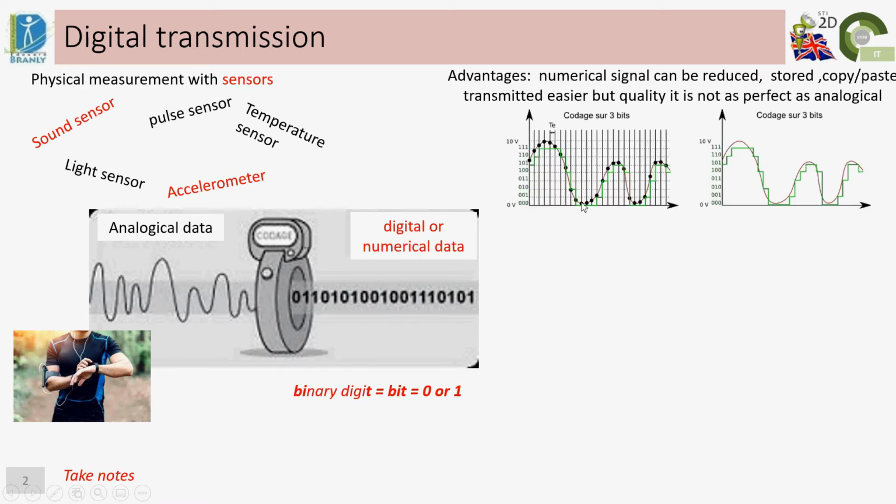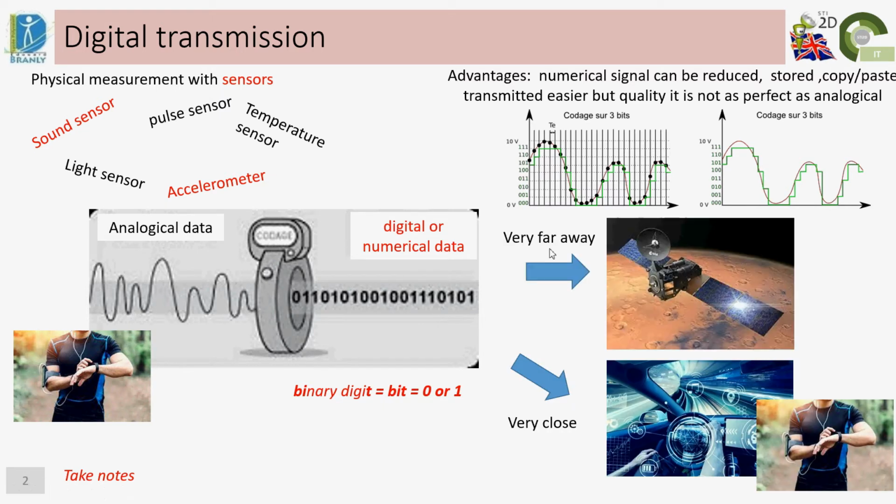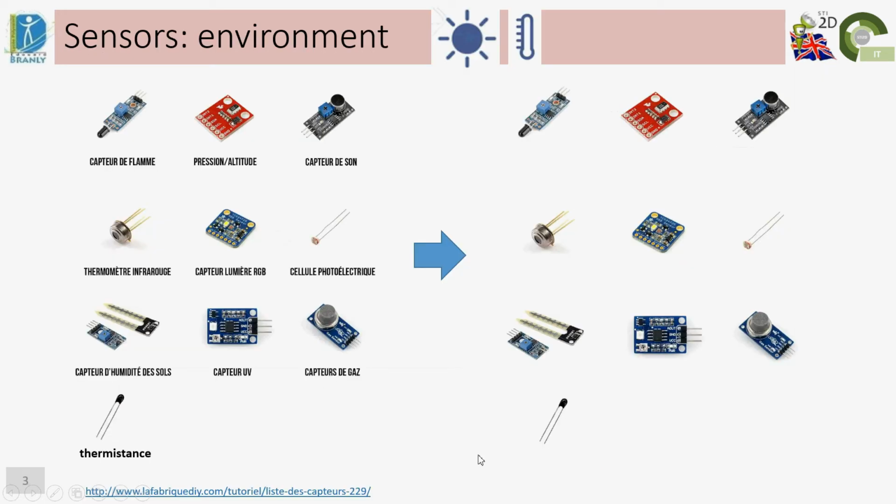By the way, you see on the red the analogical signal, and on the green you see the numerical signal. So you see that the numerical signal is less precise. It doesn't fit 100% with the original data. So you can send this signal very far away on a satellite, for example, or you can send this numerical signal very close in a car, or you can use it also on a watch for the runner.